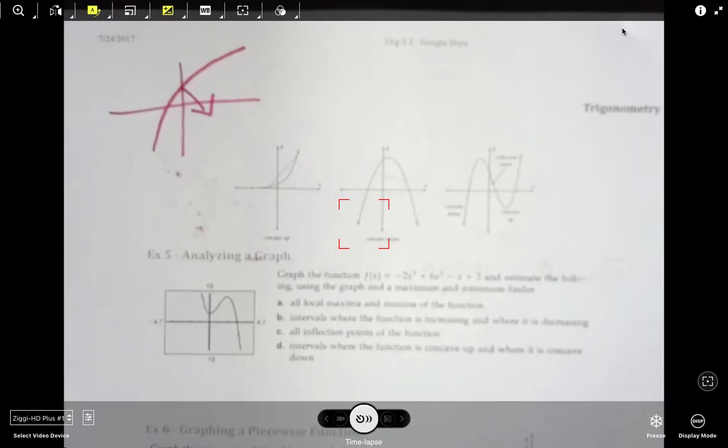All squares are rectangles, but rectangles are not squares. Okay. All squares are rectangles, but not all rectangles are squares.